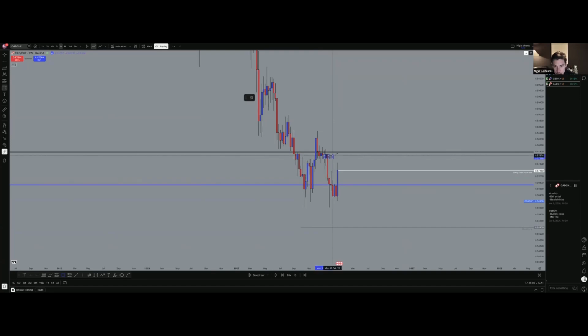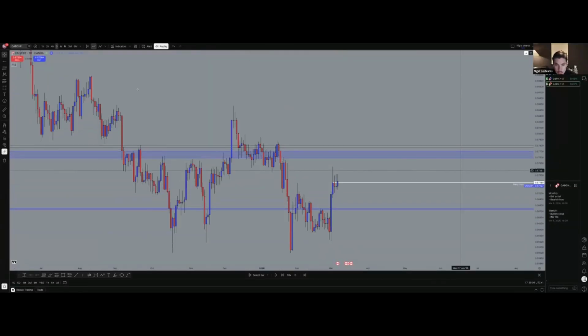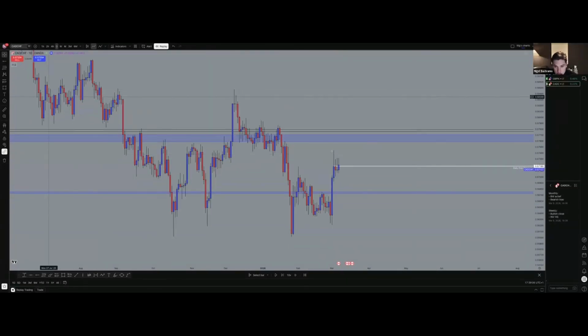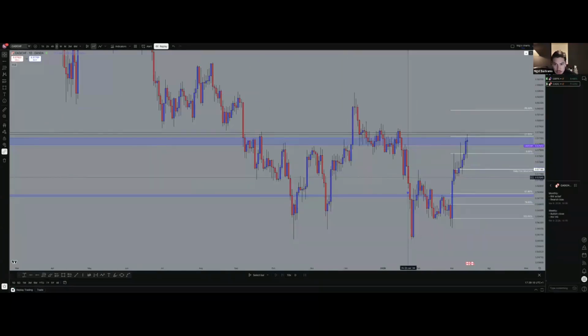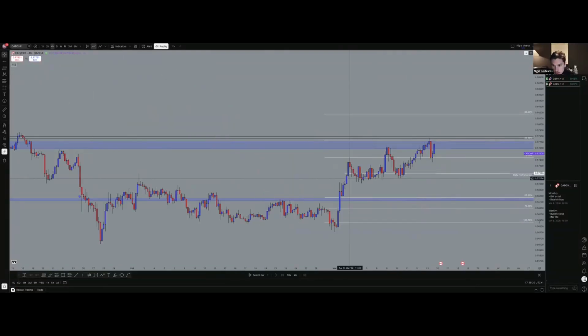So I place my weekly zone over here. Let's see if we do have some extra daily confirmation. Now I just had to wait for my zone to be tapped. Then we received on Friday the daily FIB completion.